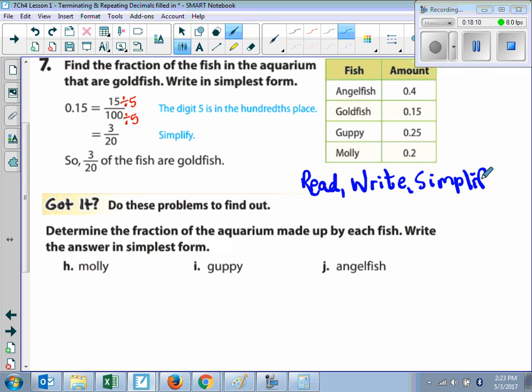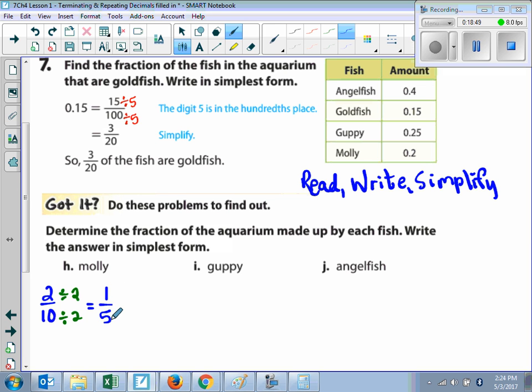Okay, so for the molly, that is 0.2. Read correctly, that's 2/10. So we write 2/10, and of course, now we're going to simplify it. So we're going to simplify by dividing by 2 in the numerator and the denominator. So when we simplify, we end up with 1/5. So 0.2, written as a fraction, is 1/5.